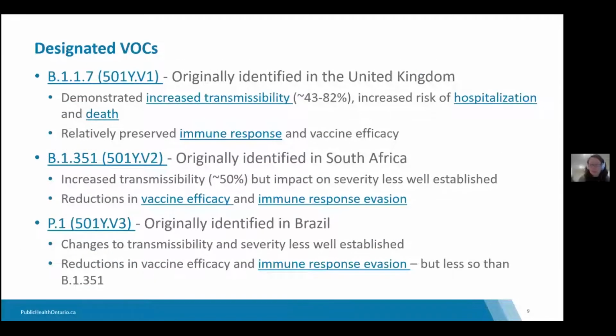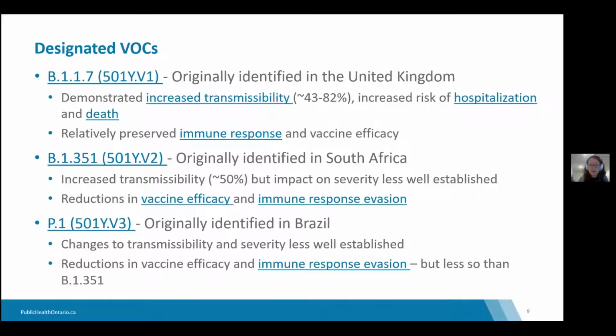So the three designated variants of concern internationally that have been declared, the first one being this B117 or 501Y.V1, which was originally identified in the United Kingdom. The B117 has demonstrated increased transmissibility. There's a range of estimates for just how much more transmissible it is. Most of the estimates are around the 40 to 50% increased mark. There have also been several studies showing an increased risk of hospitalization when being infected by B117 compared to the wild-type SARS-CoV-2 virus, and similarly an increased risk of death.